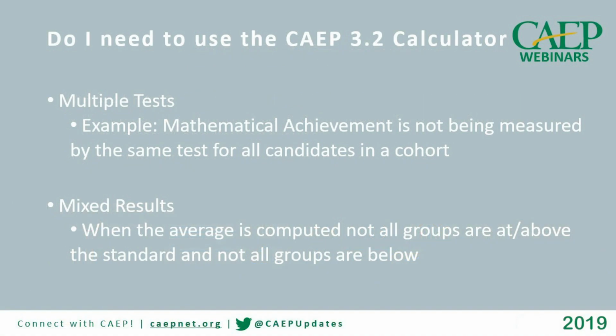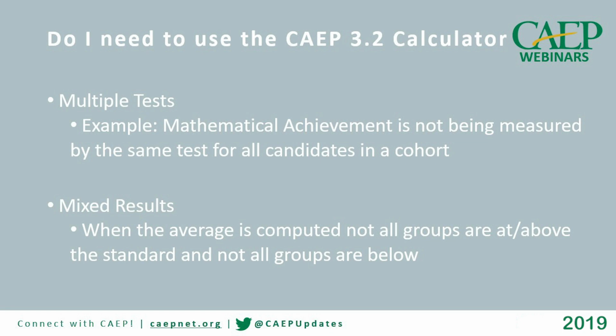Multiple tests is a situation where you have a cohort where some of the candidates have taken one of the approved achievement tests, and another part of that cohort has taken a different test. You may have more than two tests. For example, you may have the ACT, the SAT, and the Praxis score being taken by different candidates within that same cohort. So that is a multiple test situation.